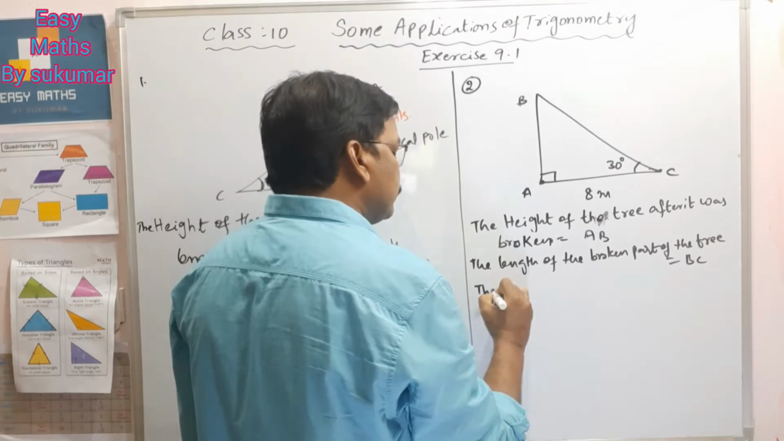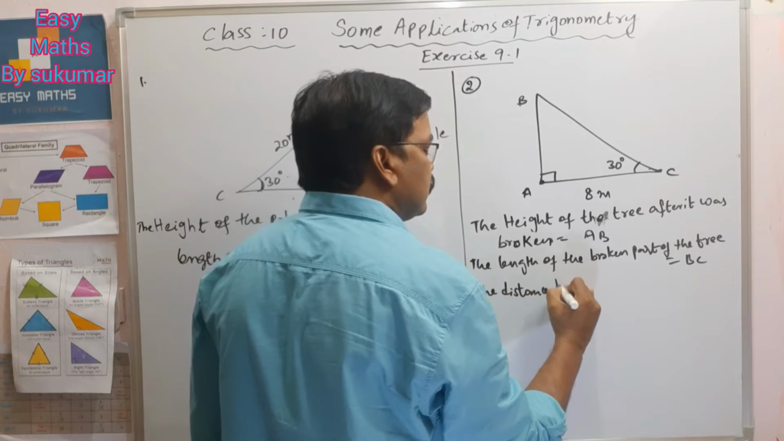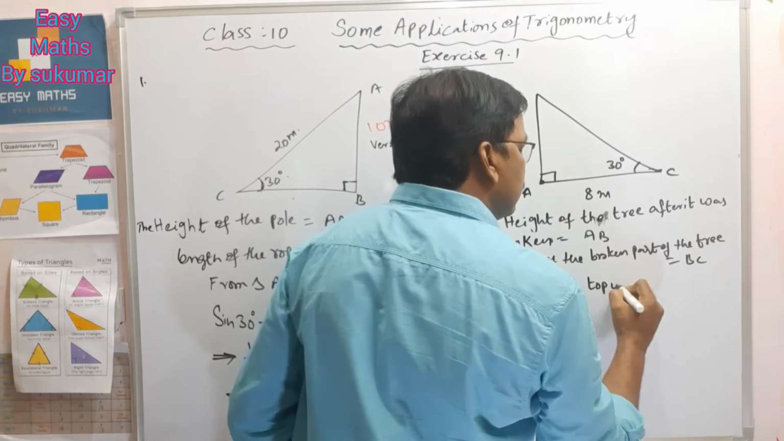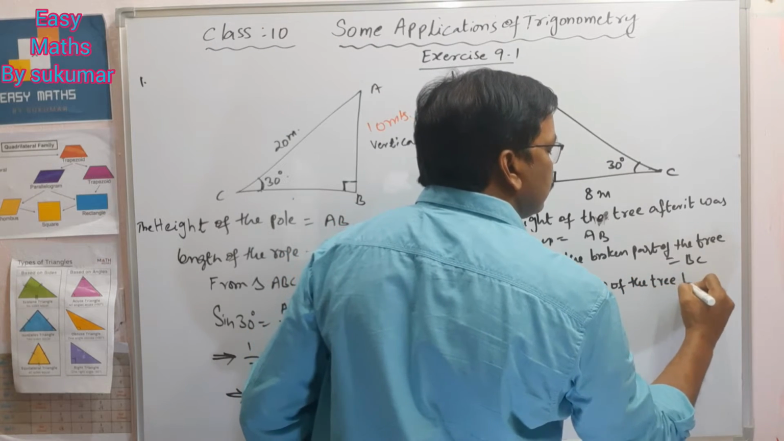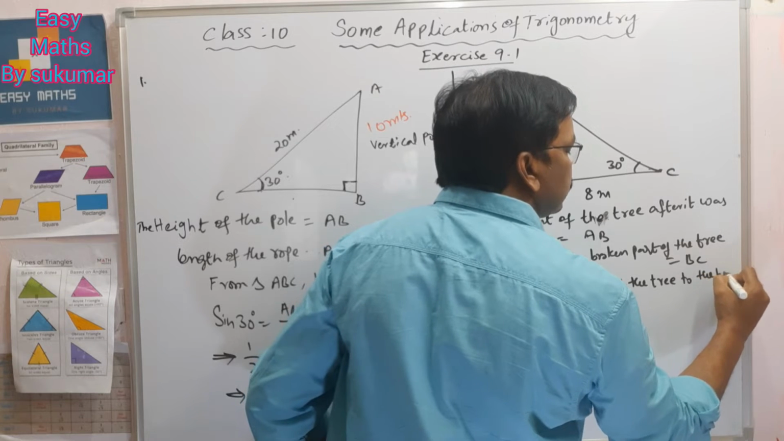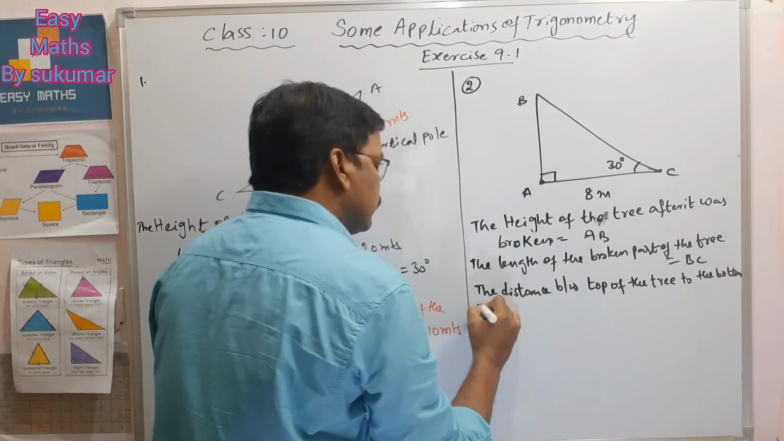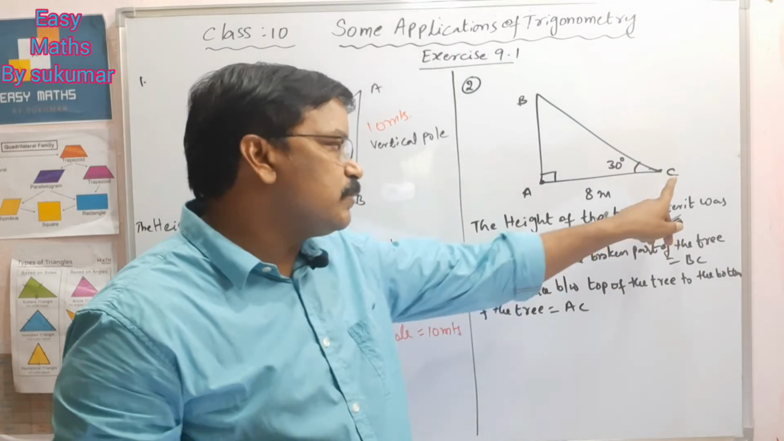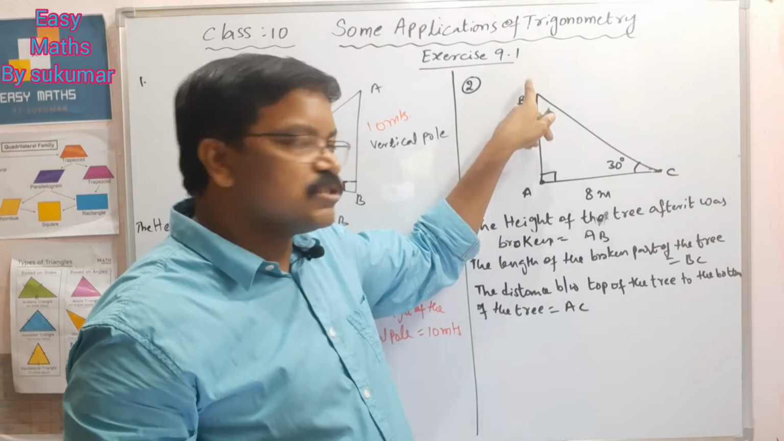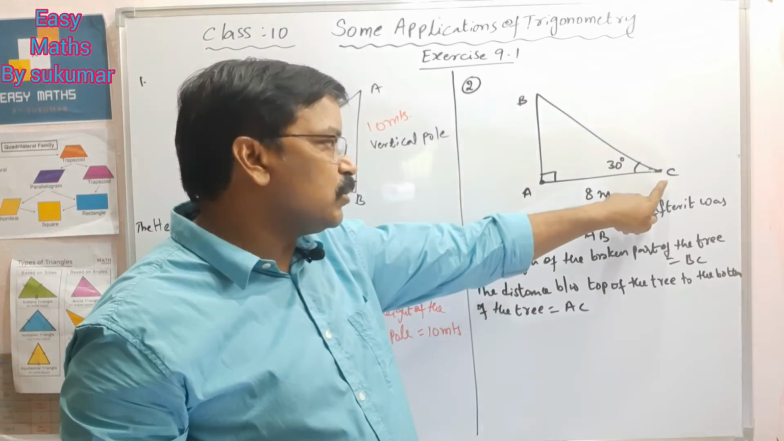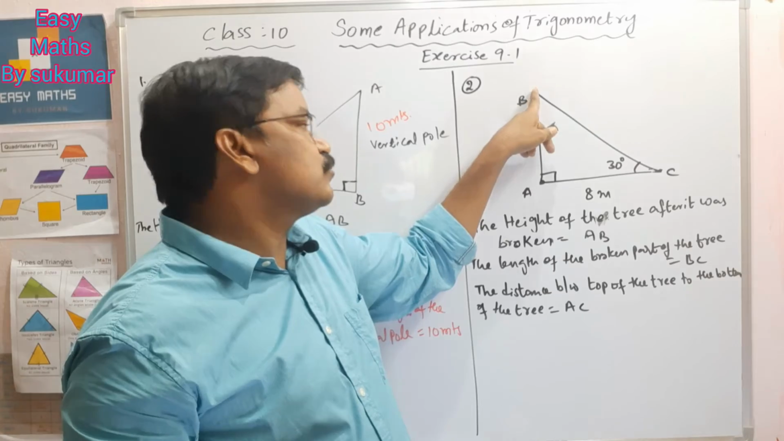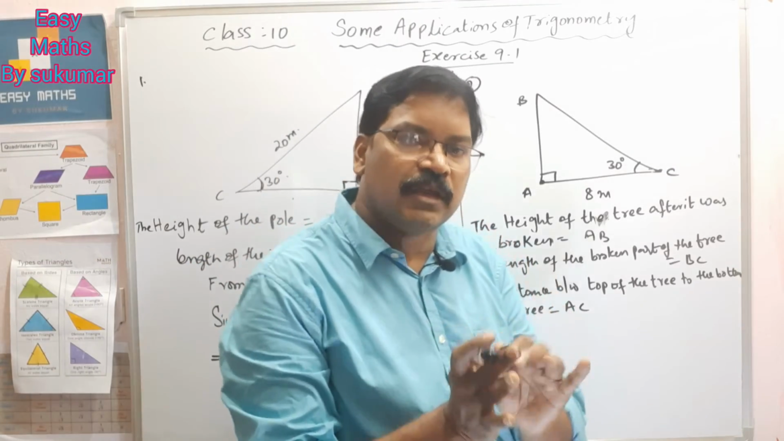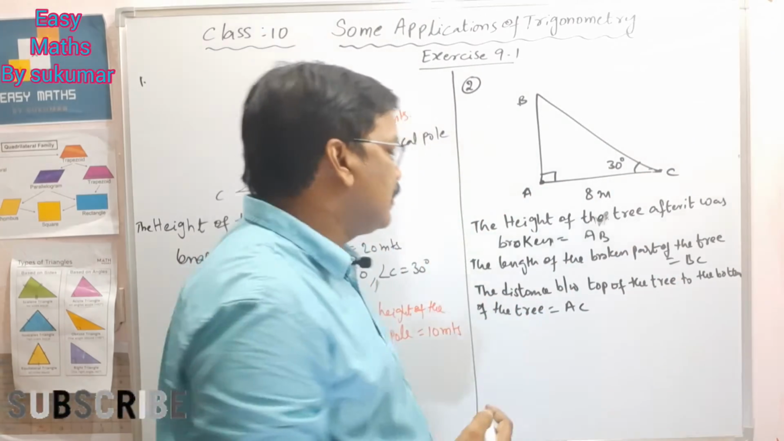The distance between the top of the tree and the bottom of the tree is AC. Actually, before it was broken, the top of the tree is at C. After it was broken, of course, the top of the tree changes to B. The broken part bends towards the ground, like that.